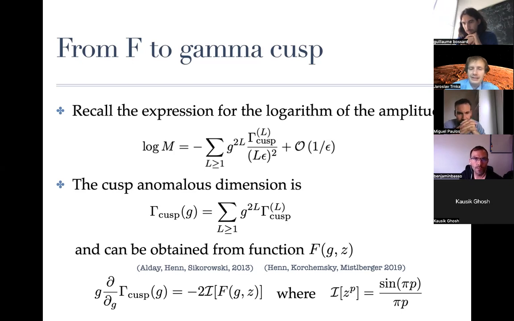I agree with you. It's surprising that despite not matching this function f correctly, for the gamma cusp you get some contribution from subleading terms which actually have the right scaling at large g. Okay, thanks.